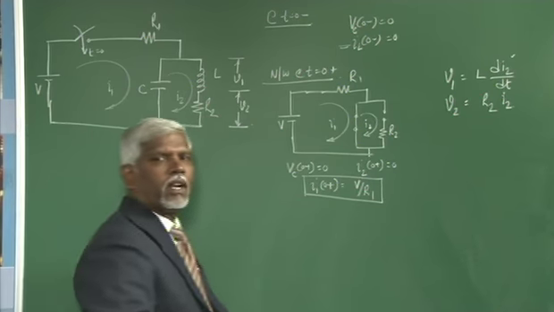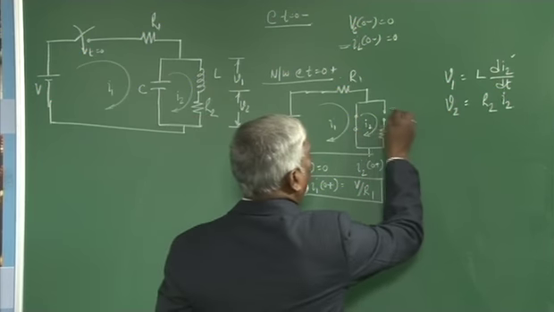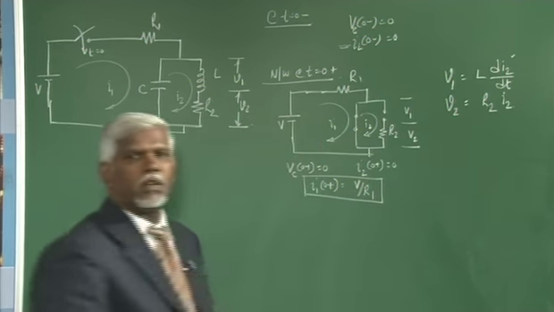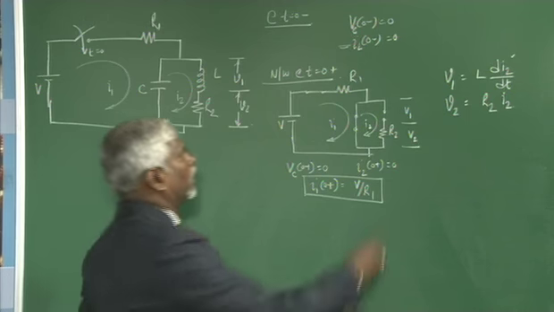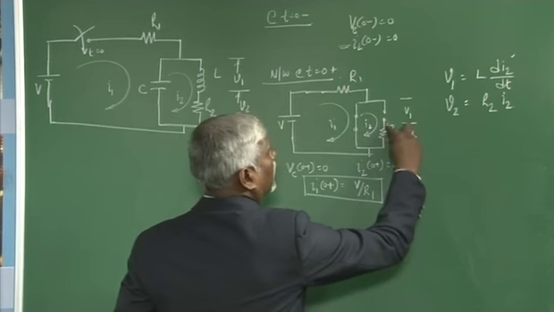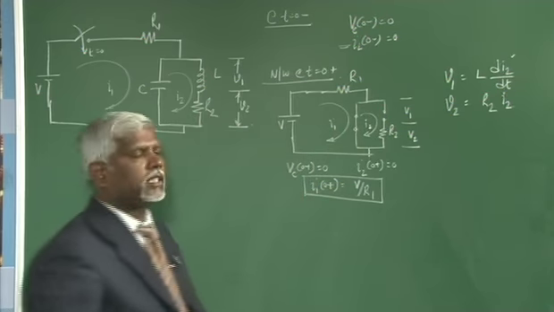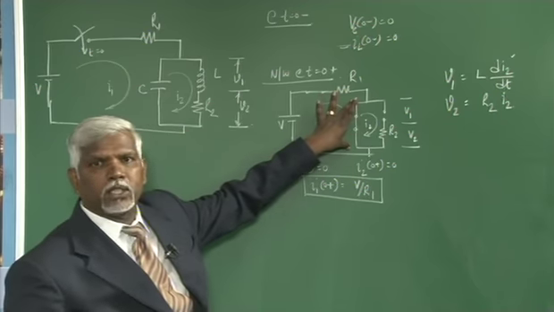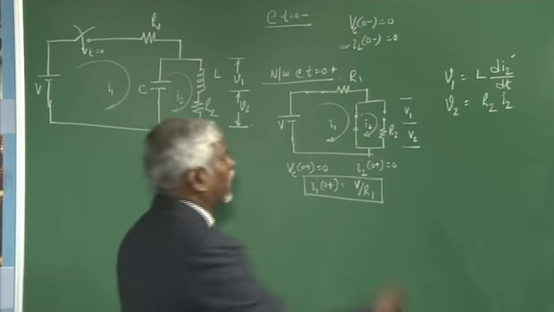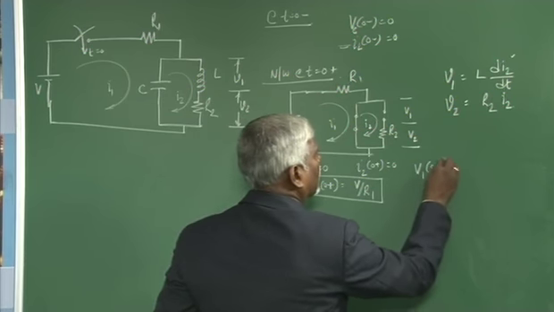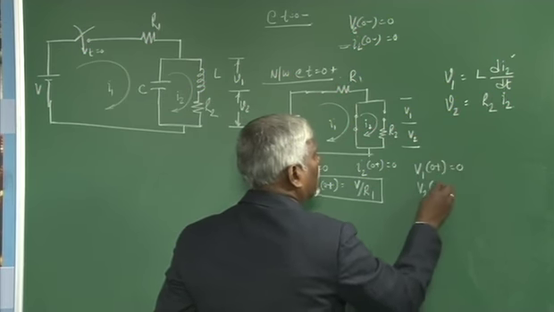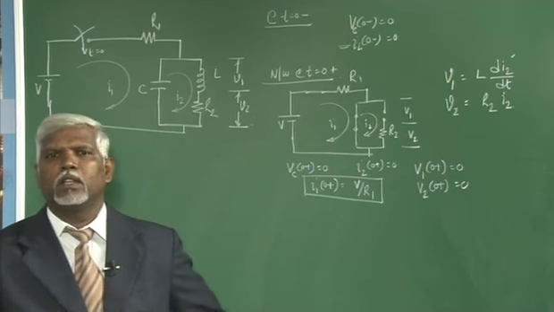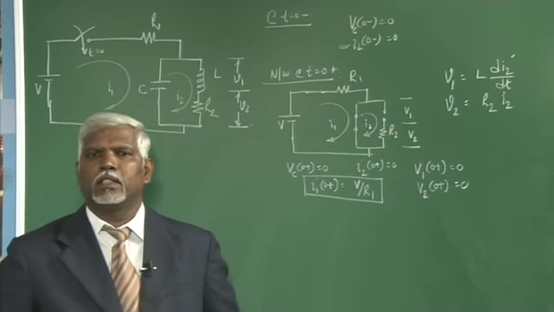We need to know what V1 and V2 are at t equal to 0 plus. V1 is the voltage across the inductor, V2 is the voltage across the capacitor. There is no current flow, so there is no voltage drop. The voltage across the inductor is nothing but the voltage across the capacitor, because it is the parallel branch. So, V1 at 0 plus will be 0, and V2 at 0 plus also will be 0, because there is no current, there will be no voltage drop. This is the solution on your PPT as well.